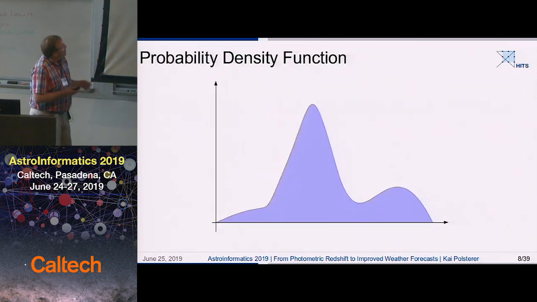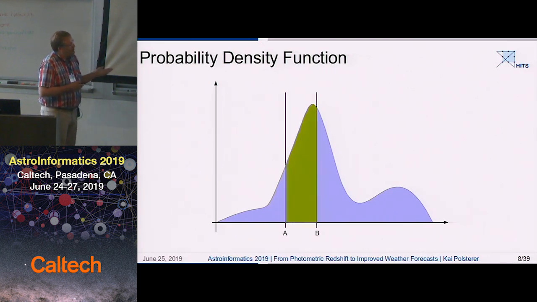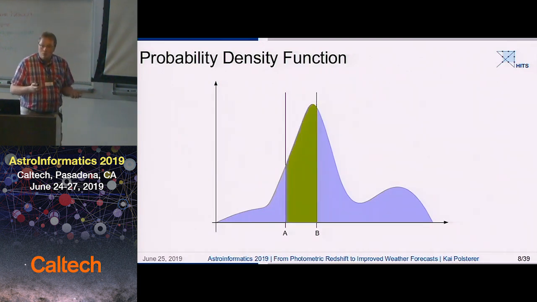So, and if you have now such a probability density function, the integral sums to 1, then you can just say, okay, given the two values a and b, what is the actual probability of my value being in that interval?